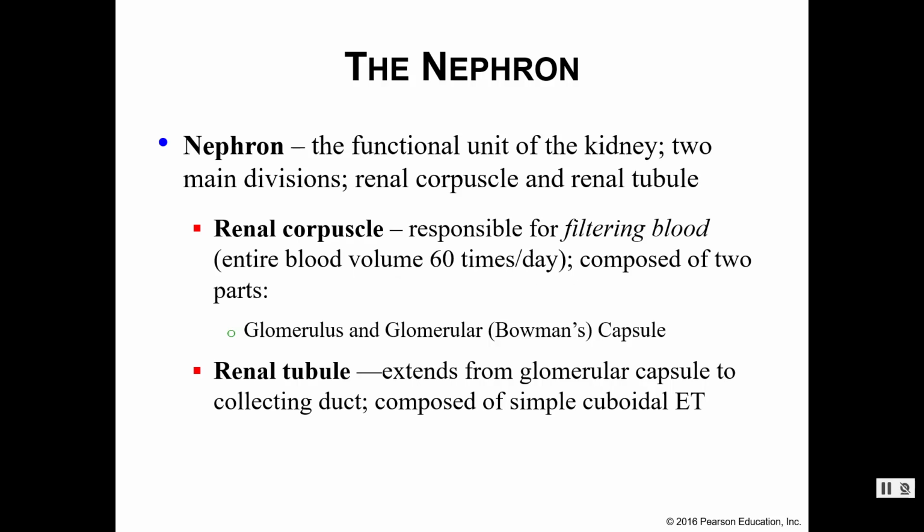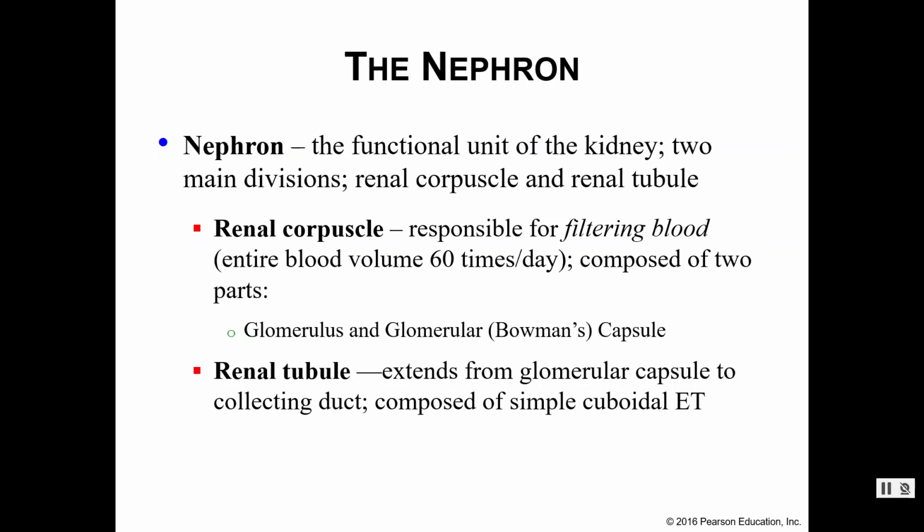In this recording, we'll discuss the nephron. So the nephron is the functional unit of the kidney, and it does have two main components. We've got the renal corpuscle and the renal tubule. Now, the renal corpuscle specifically is responsible for filtering blood, and y'all, it filters a lot of blood. We are talking filtering your entire blood volume, all 4 or 5 liters of your blood, 60 times a day. 60 times a day, y'all.